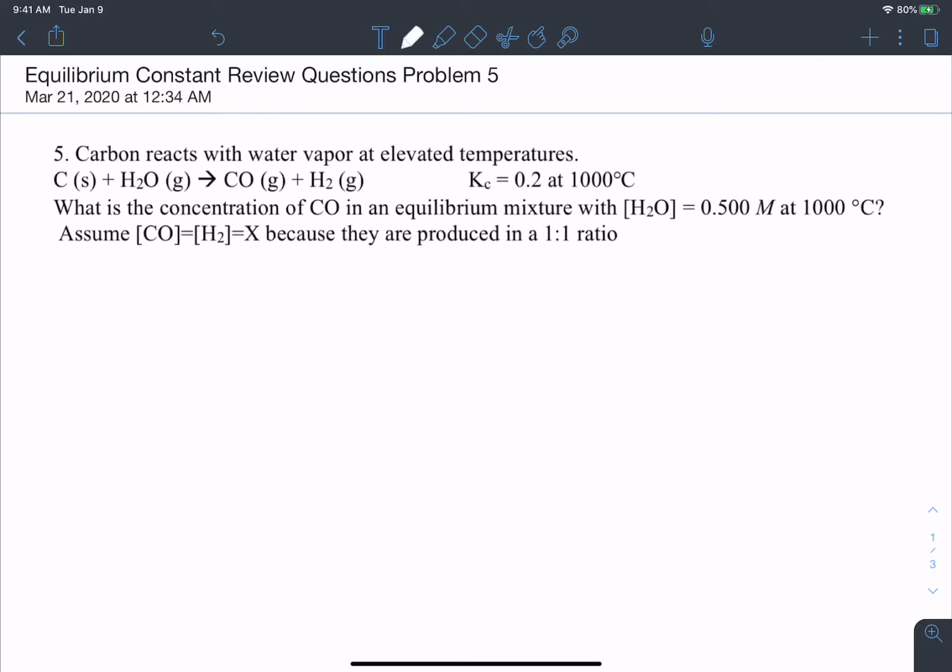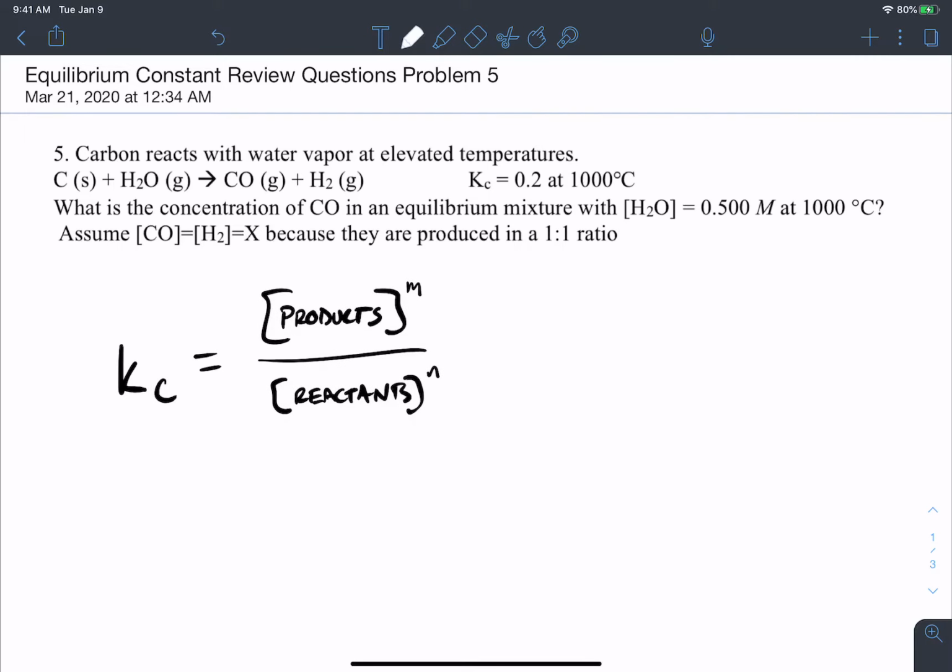So the first thing to remember is that a K sub C expression is of this form, where you have the concentration of the products raised to some power over the concentrations of the reactants raised to some power. And where those powers are going to come from is the balanced chemical equation. So in this case, we were nice and we gave you a balanced chemical equation. You should always check, though, to make sure that it is in fact balanced, because if you don't, you're not going to have the right exponents in your equilibrium expression.